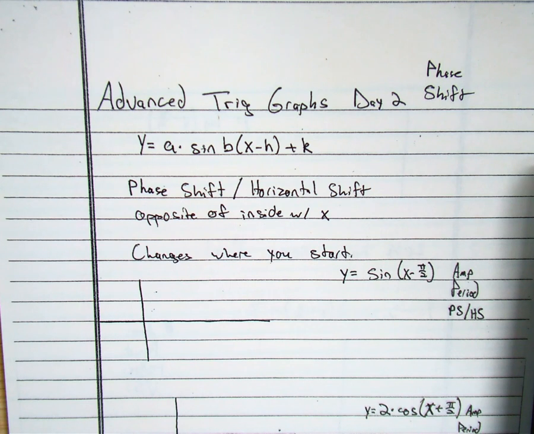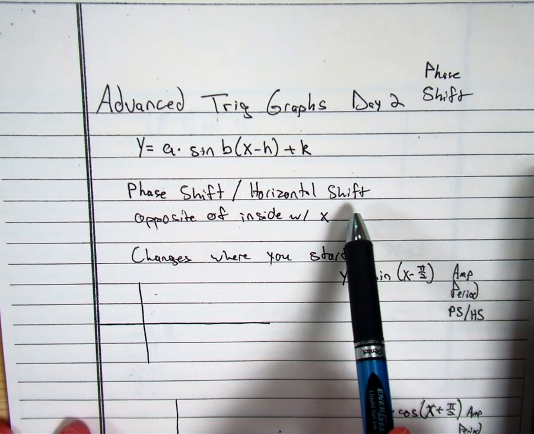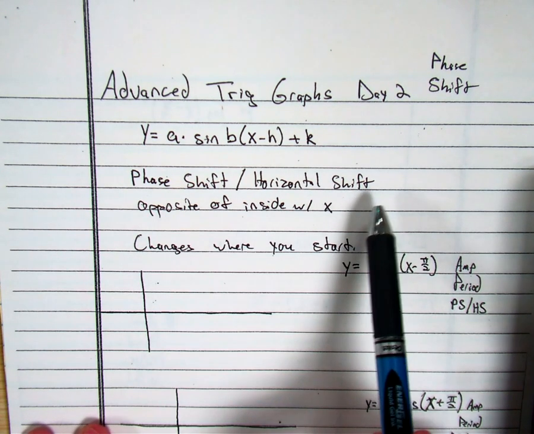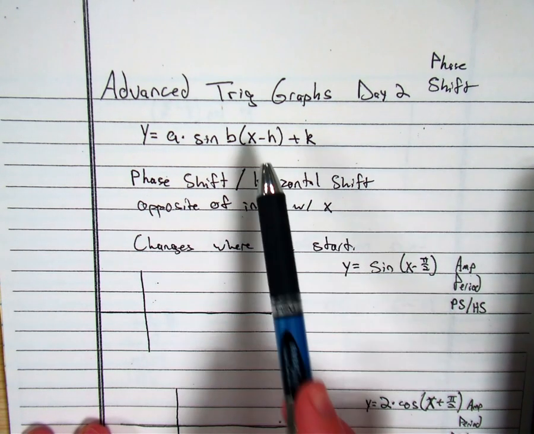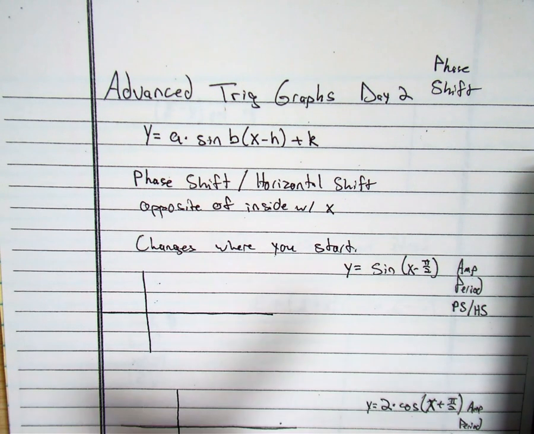Number 2, here we are with Advanced Trig Graphing Day 2. Yesterday we did the vertical shifting, and today we are going to be adding the horizontal shifting, or in trigonometry, it's sometimes called the phase shift. Remember, it's opposite when we're inside the function. So this will change where we start.